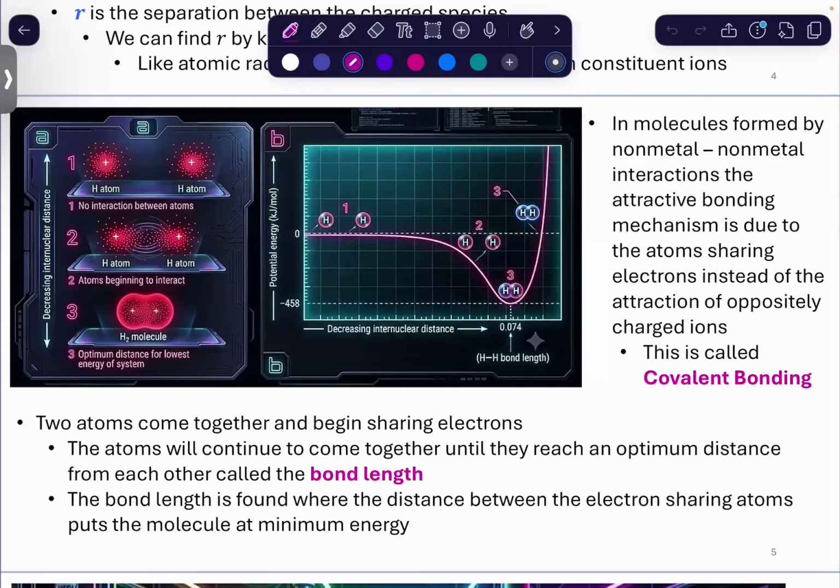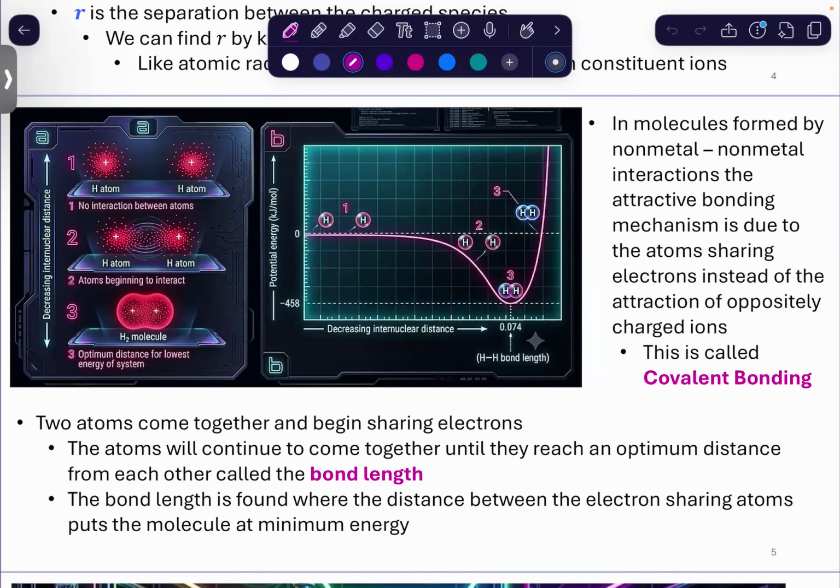For covalent bonding, or the sharing of electrons between two atoms, atoms come together, start sharing electrons, and form a single molecule with a single electronic structure. In this case, the bond length is not going to have to do with the radii of your ions, like in ionic bonding. Instead, you end up with a bond length that minimizes the energy of the molecule.